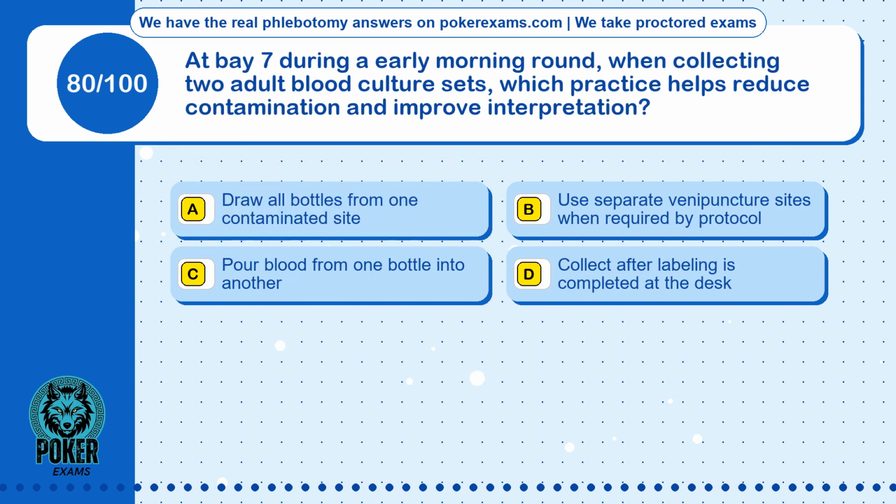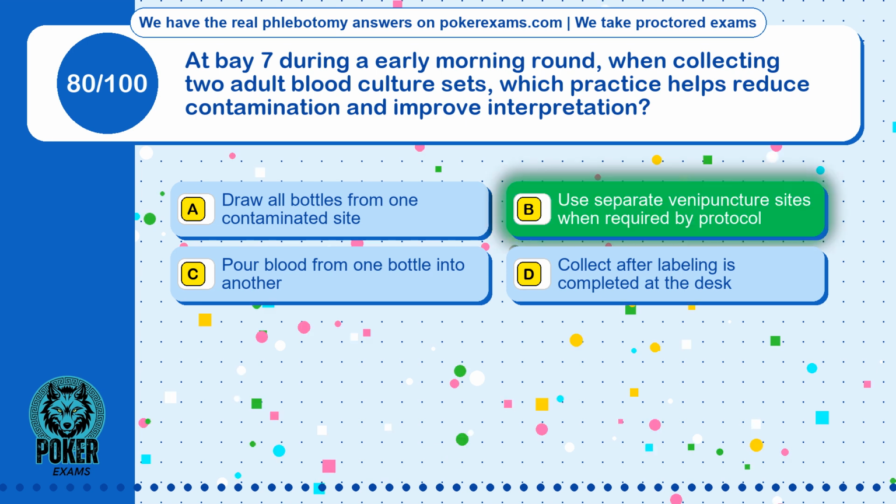Question 80. At Bay 7 during an early morning round, when collecting 2 adult blood culture sets, which practice helps reduce contamination and improve interpretation? Option A. Draw all bottles from one contaminated site. Option B. Use separate venipuncture sites when required by protocol. Option C. Pour blood from one bottle into another. Option D. Collect after labeling is completed at the desk.